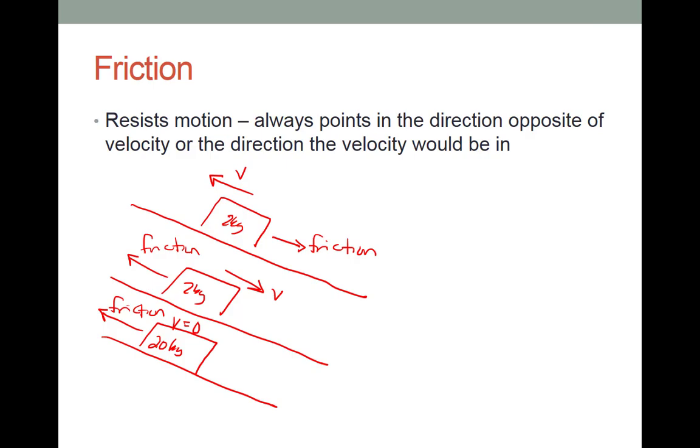This concludes this portion of Unit 6. In the next portion of Unit 6, we're going to learn about free body diagrams, which are a method for keeping track of the forces acting on an object.